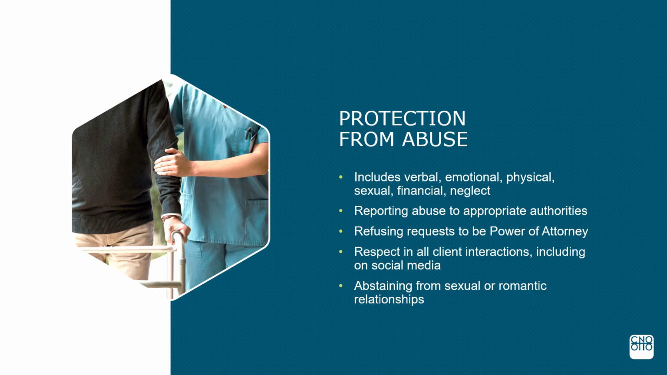And the last principle is protection from abuse. Abuse involves the misuse of power in therapeutic nurse-client relationships. Abuse can be verbal, emotional, physical, sexual, financial, and also includes neglect. Intent does not excuse misuse of power. Examples of nursing accountabilities under the Protection from Abuse section include reporting suspected abuse to appropriate authorities, refusing requests to be a power of attorney or POA, and respecting all client interactions, including social media.